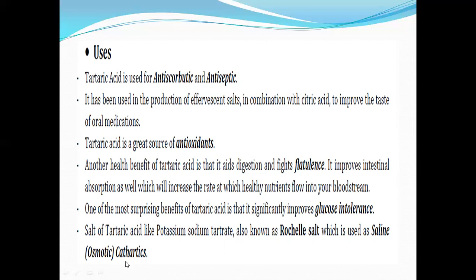Now, the next application, one of the surprising benefits of this tartaric acid molecule, is that it improves glucose intolerance. So this tartaric acid molecule is going to improve glucose intolerance.